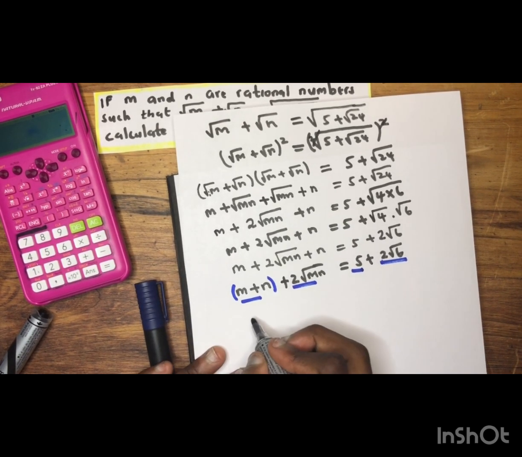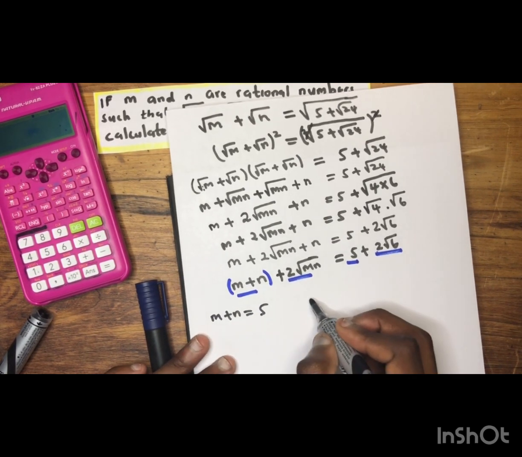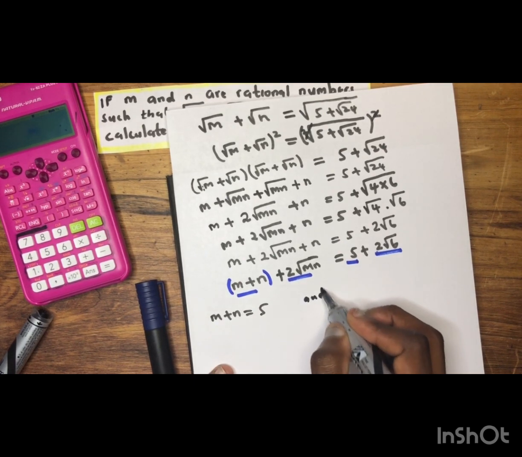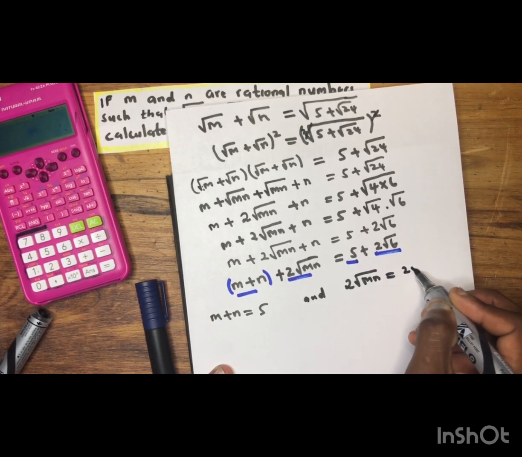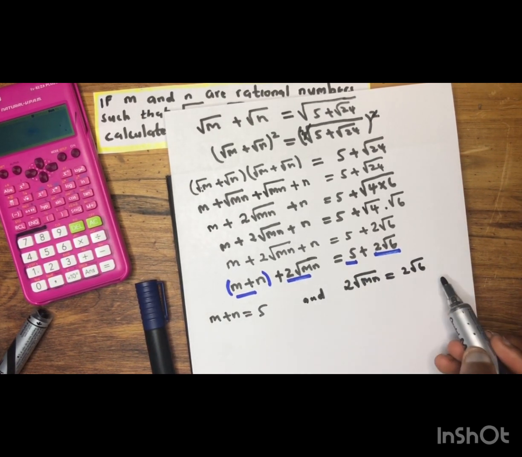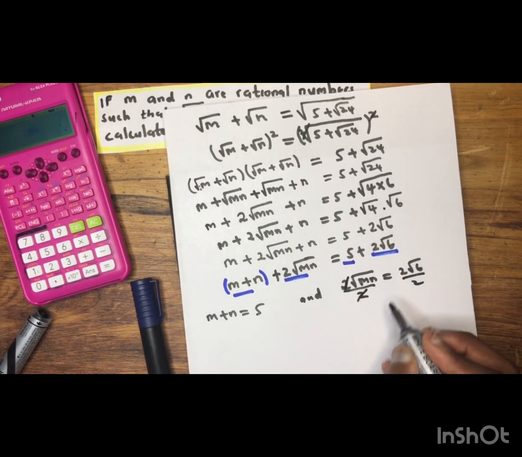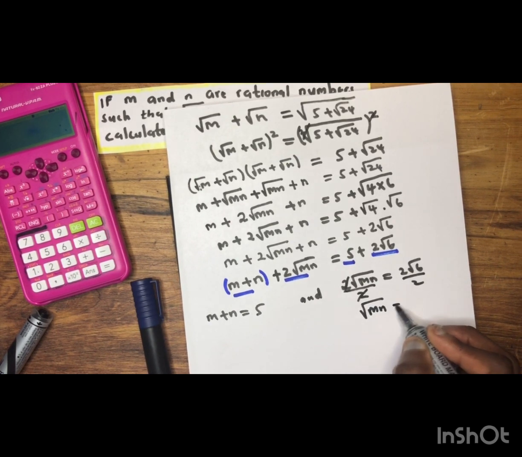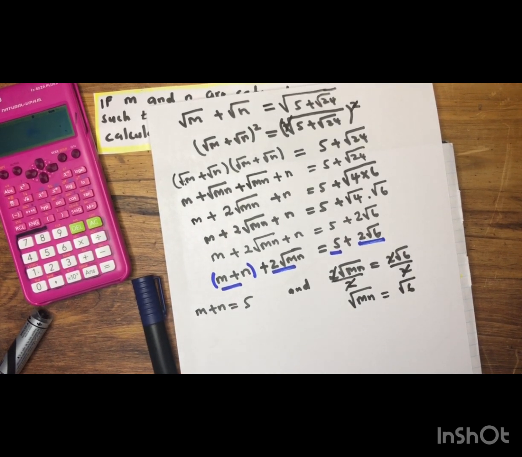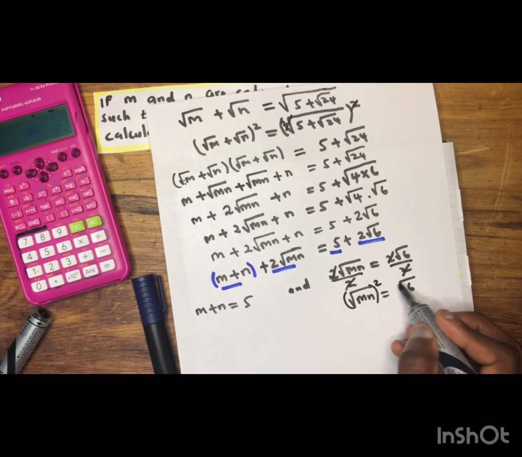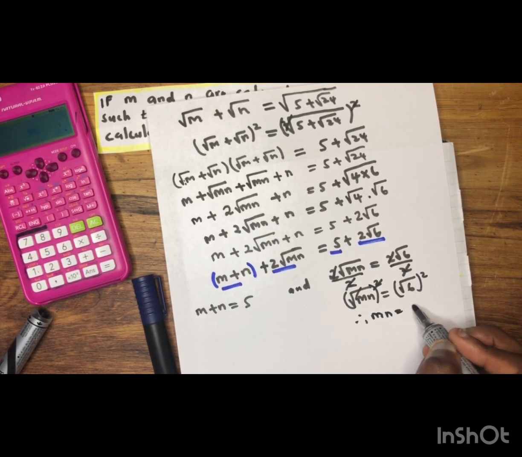Alright, so now I will say here, guys, m plus n must be equals to 5. And 2 root mn must be equals to 2 root 6. In other words, guys, mn is equal to 6. Now just divide by what? By 2 here. You will see. So this cancel out. Then you have root mn is equals to, this cancel out, root 6. What you must do in order for you to get mn? Yes, you square both sides. So this cancel out. Therefore, your mn is equals to 6.